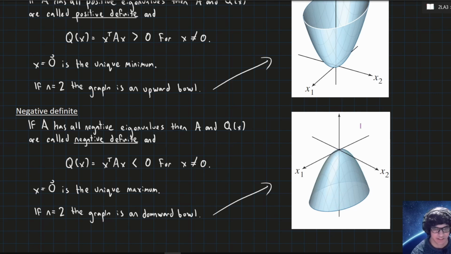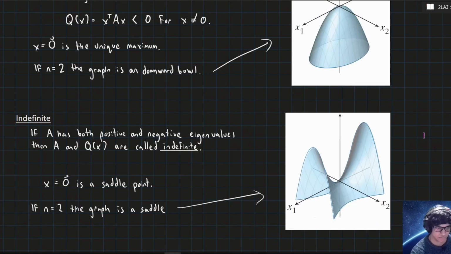And in 2 dimensions, we get this downward bowl shape. If A has both positive and negative eigenvalues, then A and the quadratic form are called indefinite. And so we get this saddle shape here. In this case, the quadratic form will take on all the negative numbers and all the positive numbers, and 0 as well. And the origin will be a saddle point.